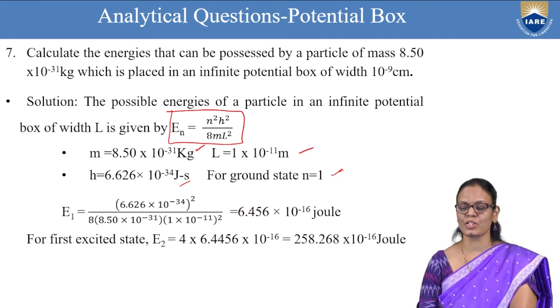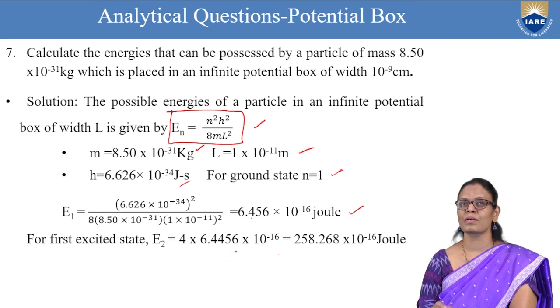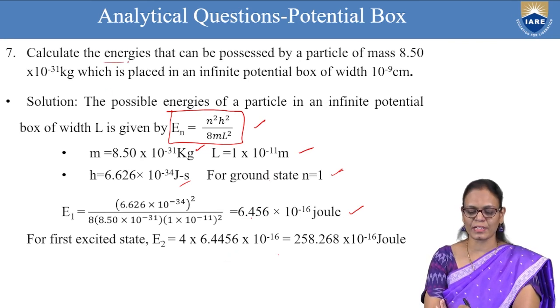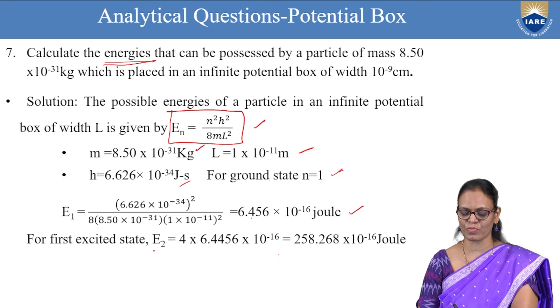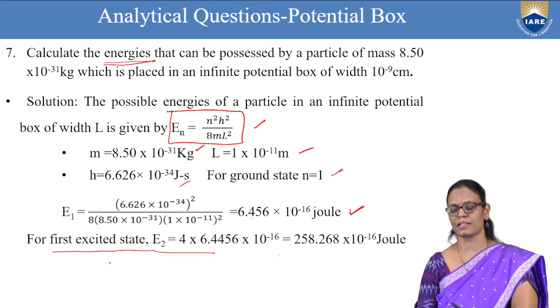So just substitute and simplify, you get the answer. So write the data correctly, use the appropriate formula, substitute and get the answer. They have asked to calculate the energies. So we will calculate it for the first excited state also. If this is E1 for the ground state, E2 will be for the first excited state.